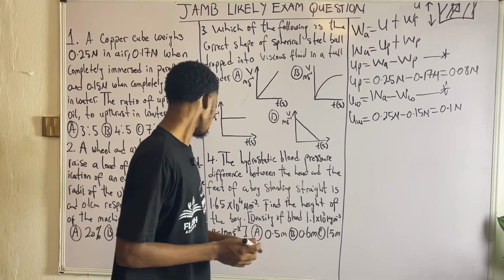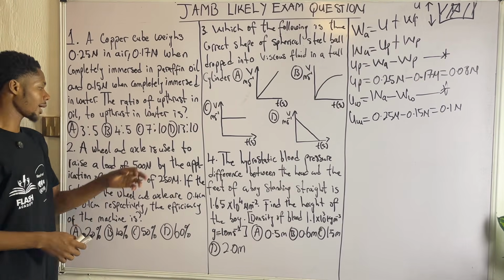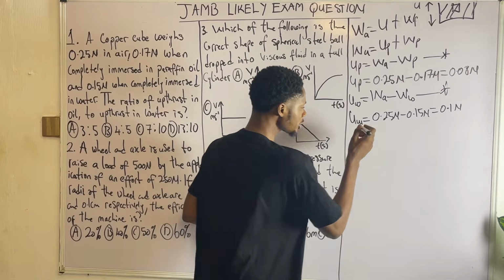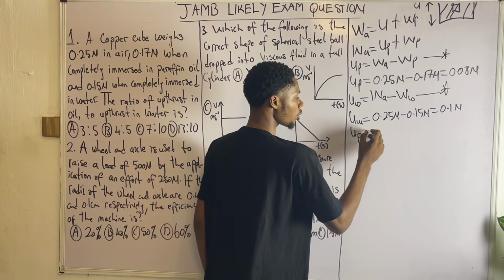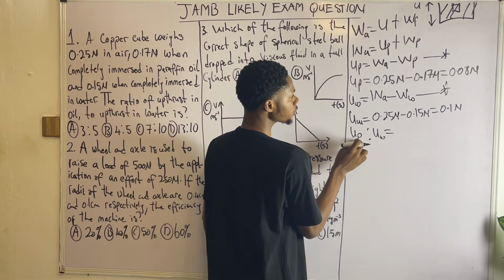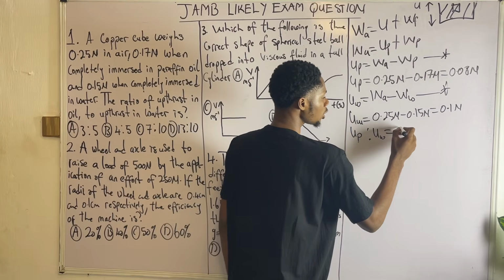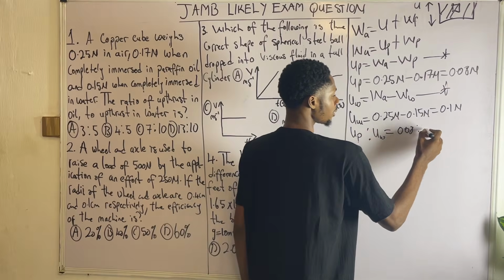What is the final statement of the question? The ratio of upthrust in oil to upthrust in water. So the question wants us to calculate the ratio of upthrust in oil, that is paraffin oil, to upthrust in water. And that will be equal to the upthrust in paraffin oil, 0.08, ratio, upthrust in water, 0.1.